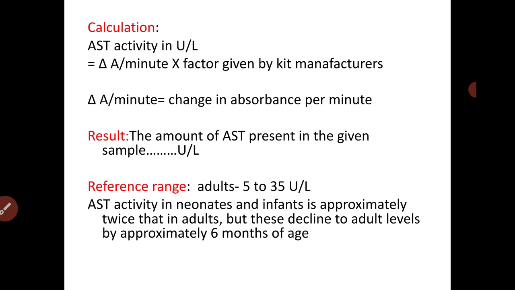Okay. Now the result: the amount of AST present in the given sample is this much international units or units per liter, both the same. What is the reference range? The reference range of AST is 5 to 35 units per liter. AST activity is very high in newborns. It will take about 6 months for the newborns to get their adult range of AST.